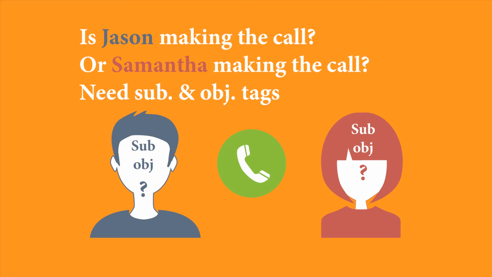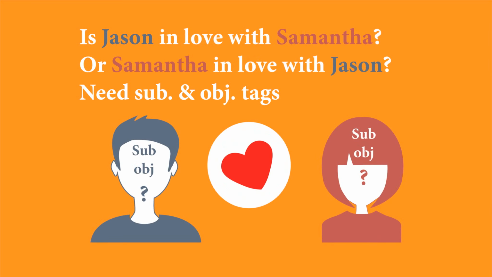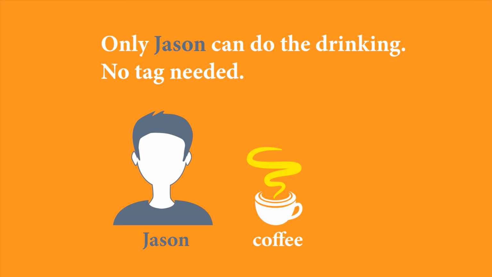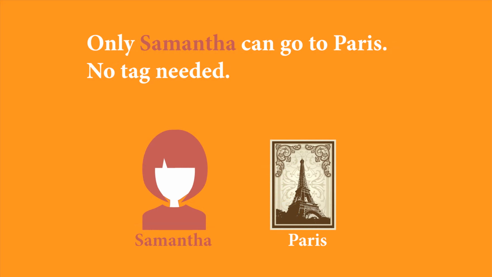Is Jason making the call or Samantha? Both are capable of doing that, so you should use subject and object tags to clear things up. Is Jason falling for Samantha or the other way around? Both are possibilities. You have to mark the nouns with subject and object tags. But if logic tells you that only one noun can do the action and not the other way around, as in the case with Jason drinking coffee or Samantha going to Paris, you can safely skip the subject and object tags. In fact, I'd encourage you to do it because if you don't, you'd sound very unnatural.